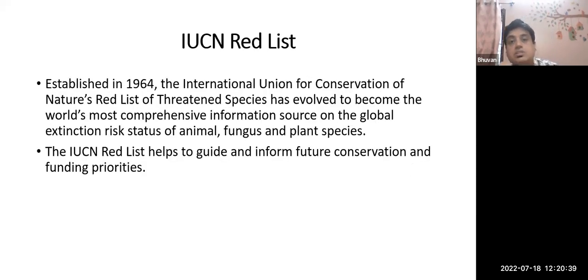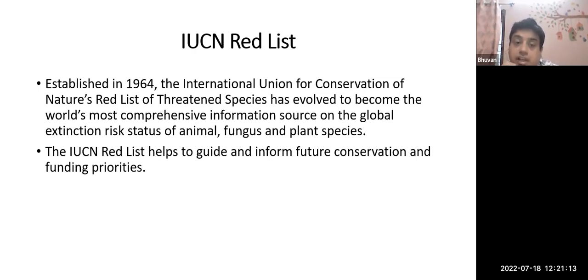Then we come to the IUCN Red List. There is an international organization, established in 1964, known as the International Union for Conservation of Nature. And every year it publishes the Red Data Book, which contains the Red List of threatened species. This Red List gives comprehensive information regarding the extinction rate and risk status of various species of animals, fungi, and plants.